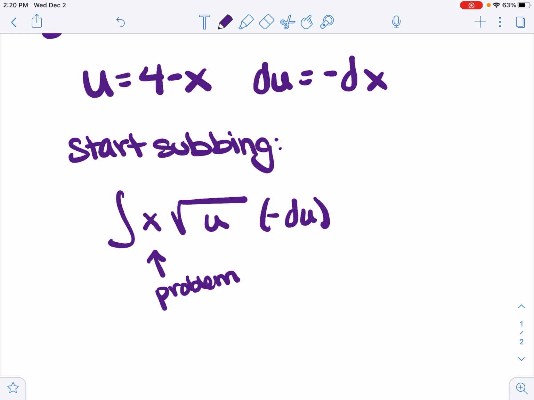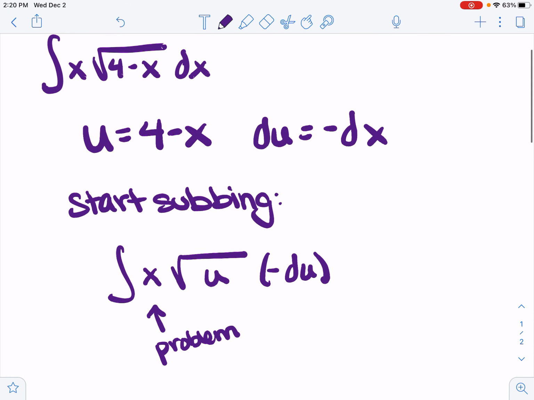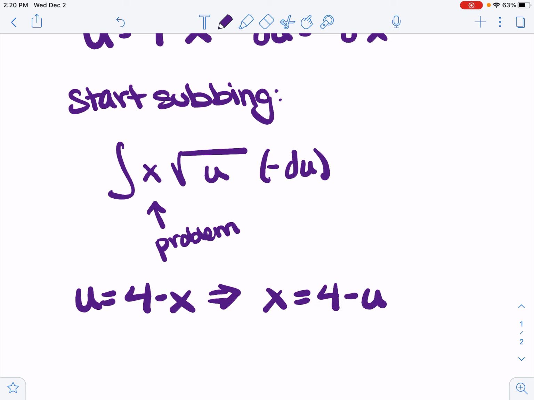There's that x in there. That's a problem. I want to be able to write my integral all in terms of my new variable, and I couldn't quite do it. I have this extra x floating around, and the substitution didn't help us with that. But what we did have was u equals 4 minus x. That was the substitution we made. And if we look at that and rearrange it a little bit, add x to both sides and subtract u from both sides, I have x in terms of u. So I can do it.